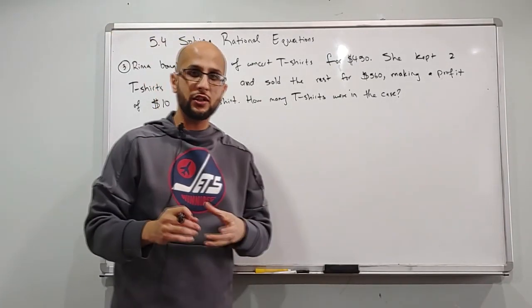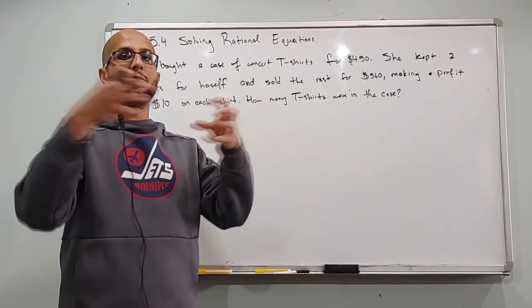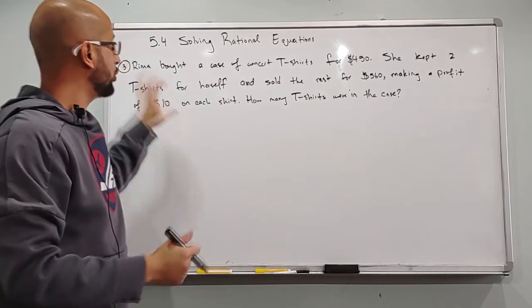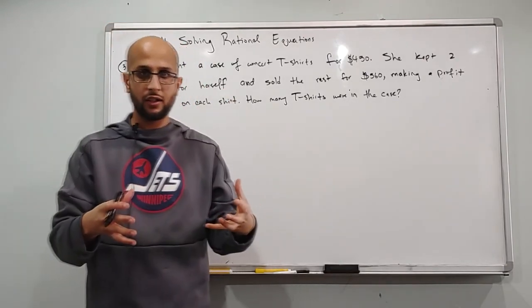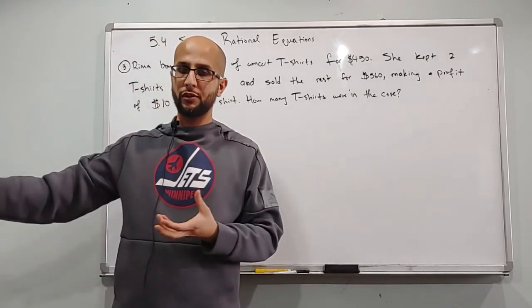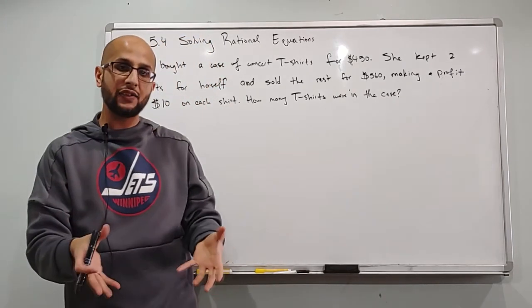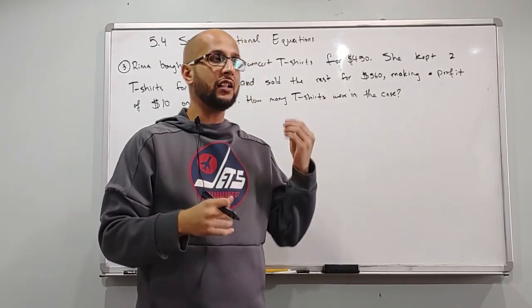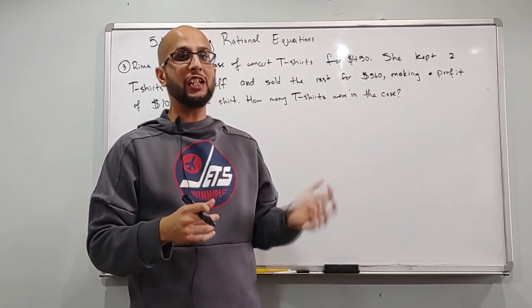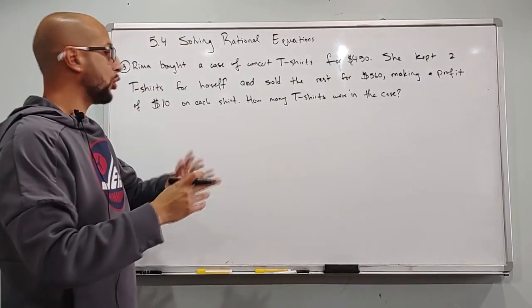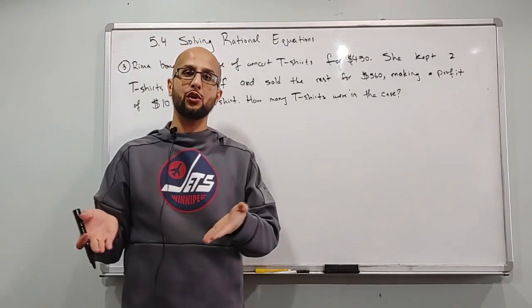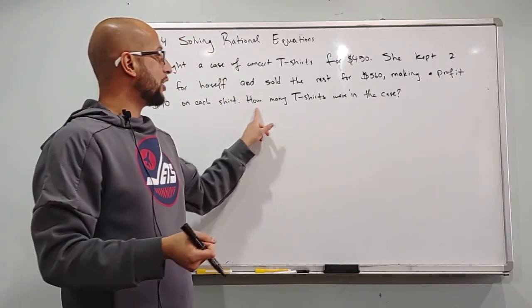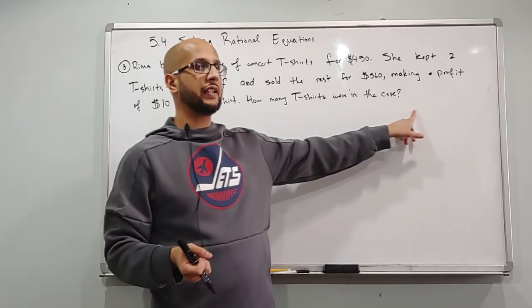In a lot of these questions, there's a lot going on, and you need to be able to compile it all into a simplified thought. So we have a box of t-shirts that were purchased for $450. 2 of them were put aside, and whatever was left in the box was sold off for $560. In total, she made $10 profit for each shirt. So meaning if she sold 10 shirts, she made $10 on each of those shirts, a total of $100. The question now is asking how many t-shirts were in the case.